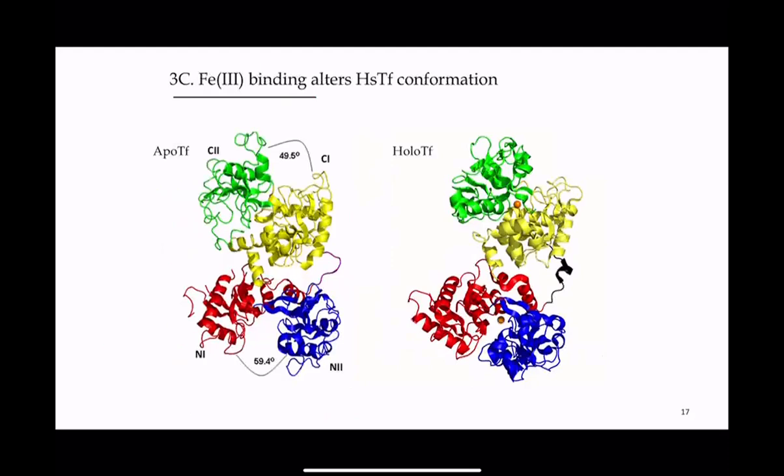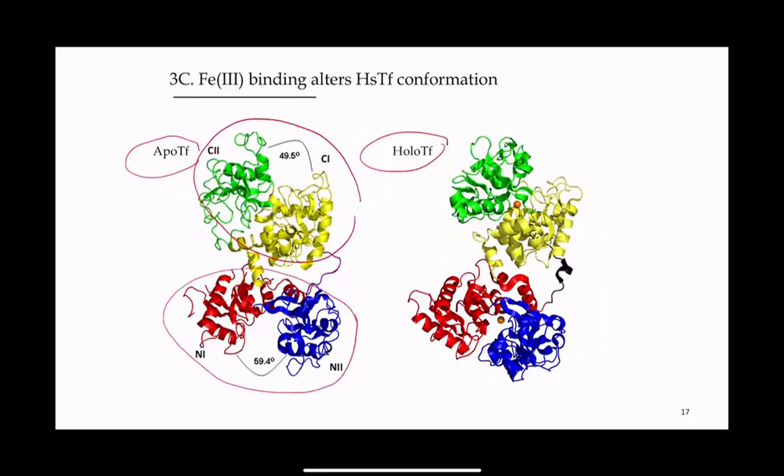All right, so additional features. So let's compare the structure of apo and holo. And what we can see, here we have the C lobe, and here we have the N lobe. Well, we have this very profound change in the conformation of the protein when it becomes metal bound. So you see the metal here, and you see that there's a significant closure of the lobes. So there's this 49.5% closure of the C lobe, and 59.4% closure of the N lobe. So it's commonly referred to as this Pac-Man-like feature when it grabs onto the iron.